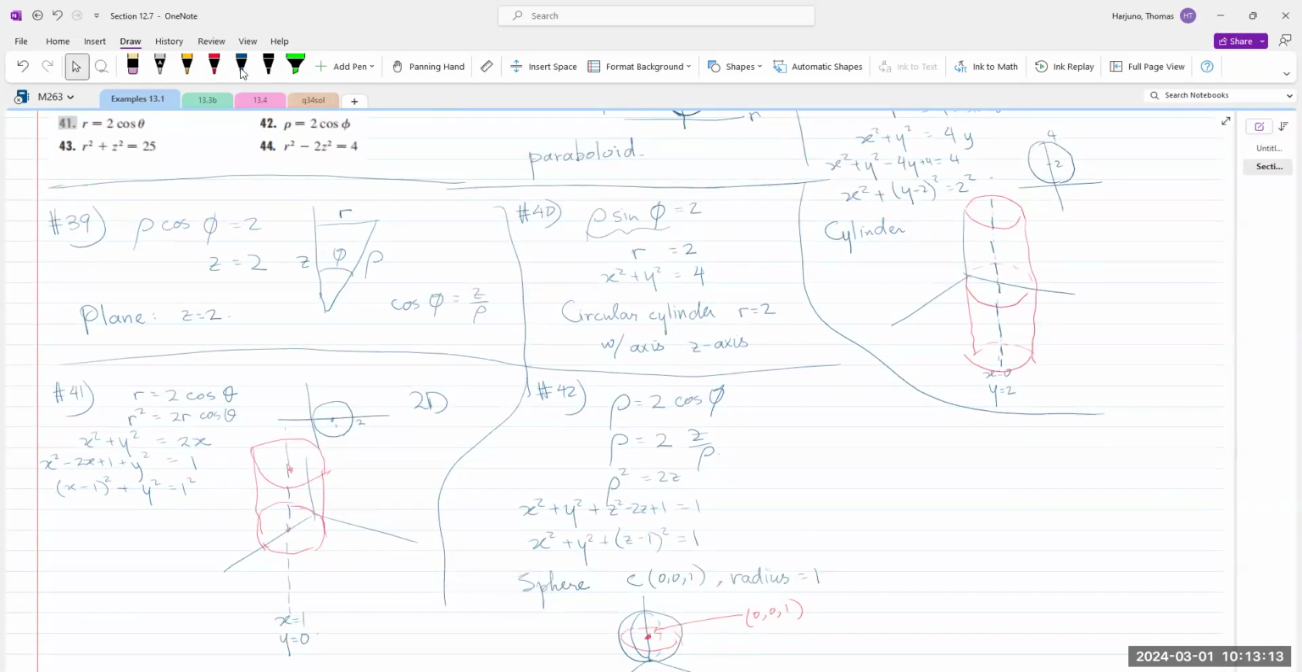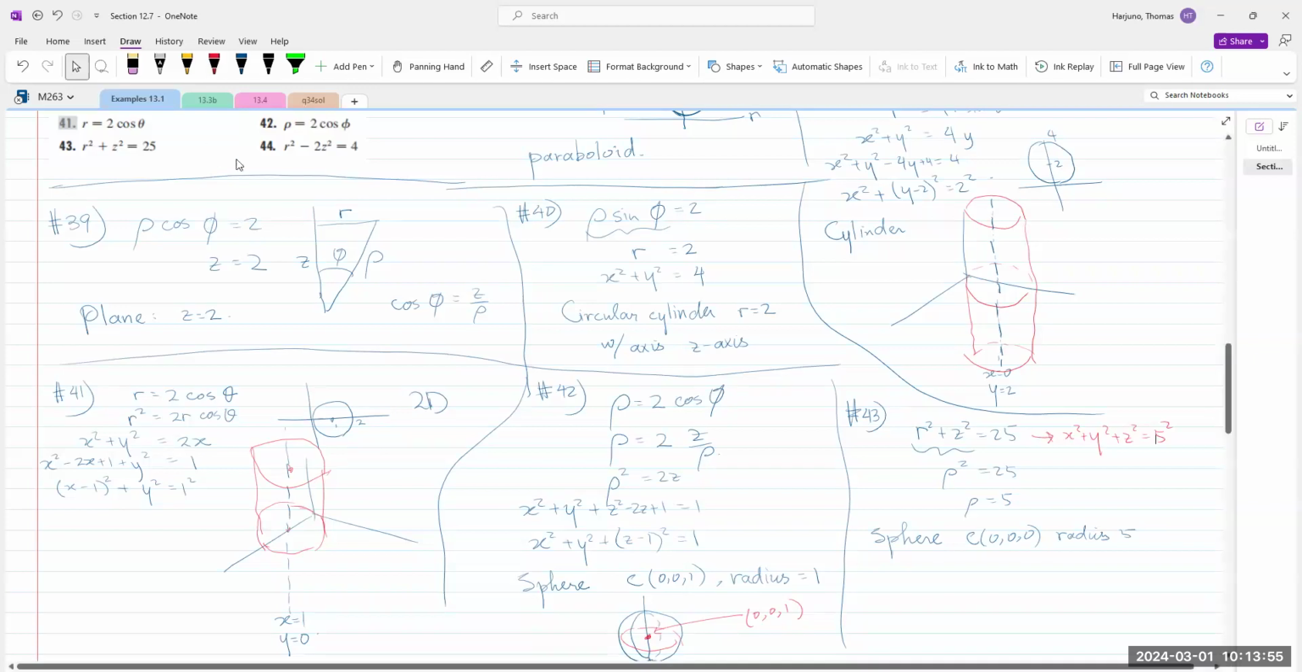Number 43 is rho squared equals 25. Oh, by the way, this is actually rho squared equals 25, rho equals 5, right? So this is a sphere centered at the origin with radius 5. Actually, we can also play this way. This is actually x squared plus y squared plus z squared equals 5 squared, right? So it will give us the same conclusion.